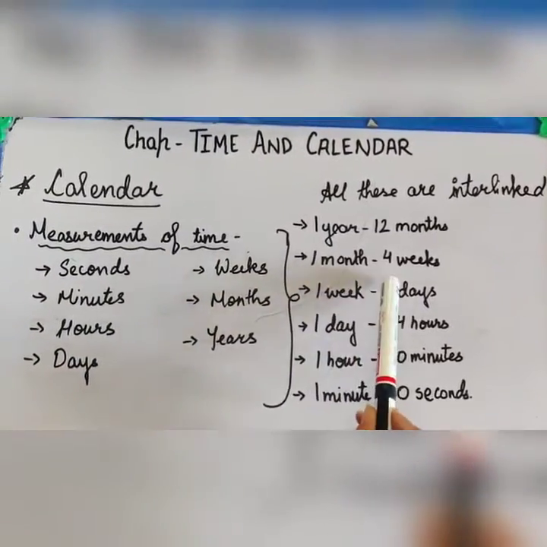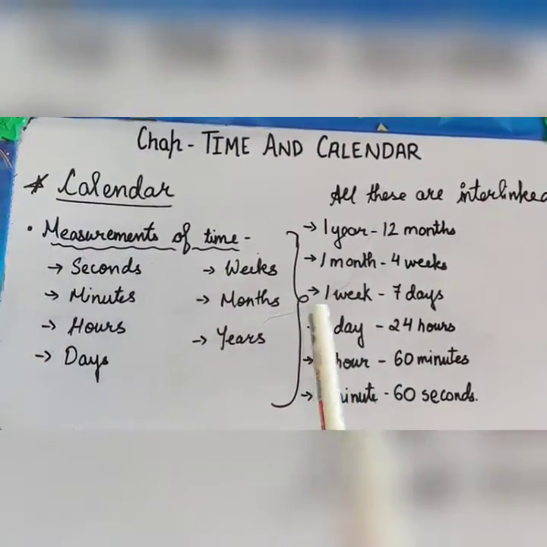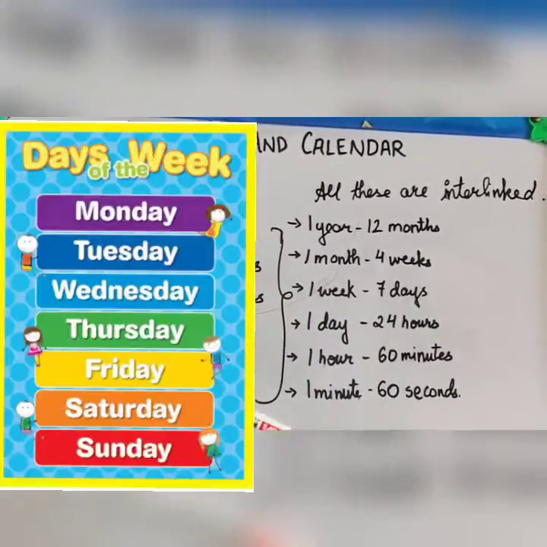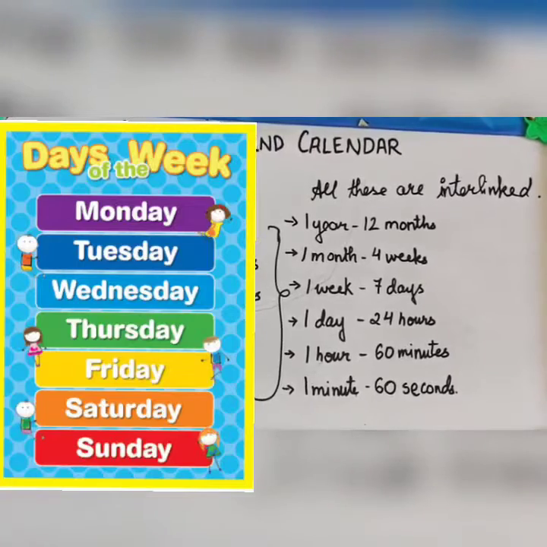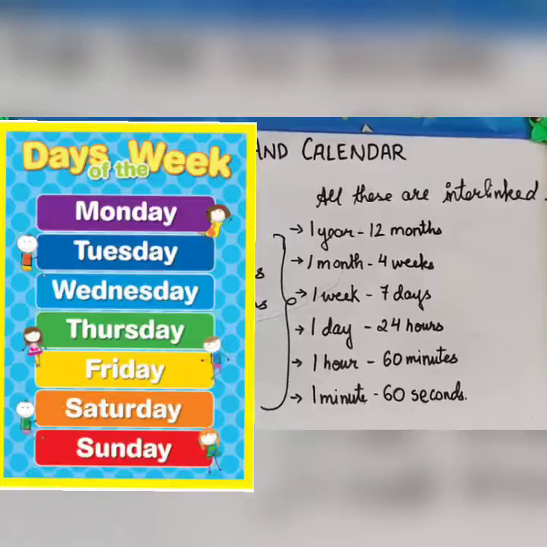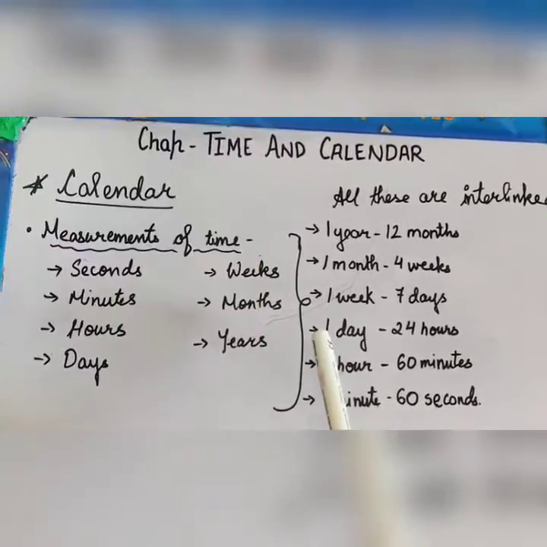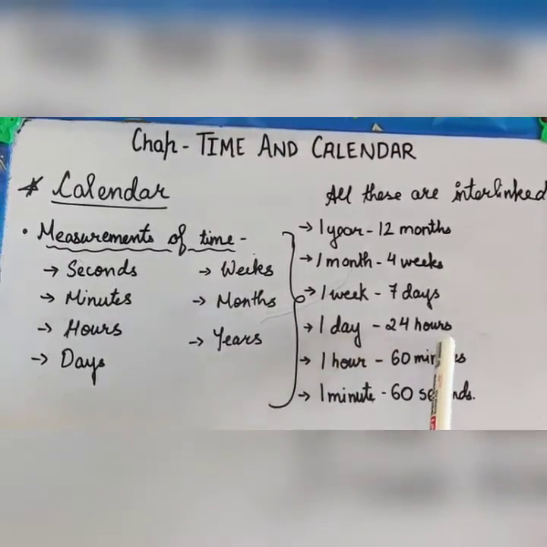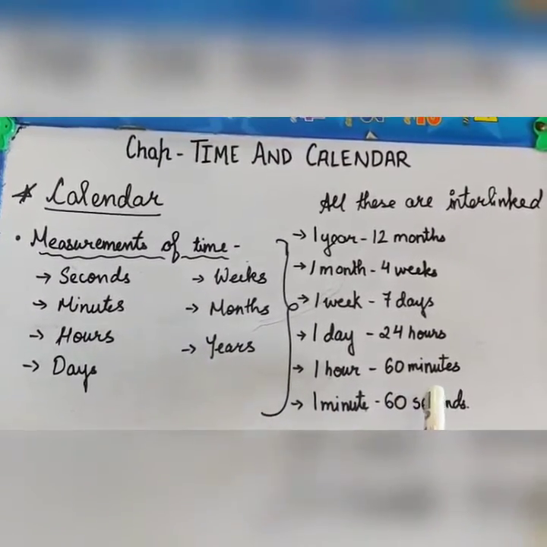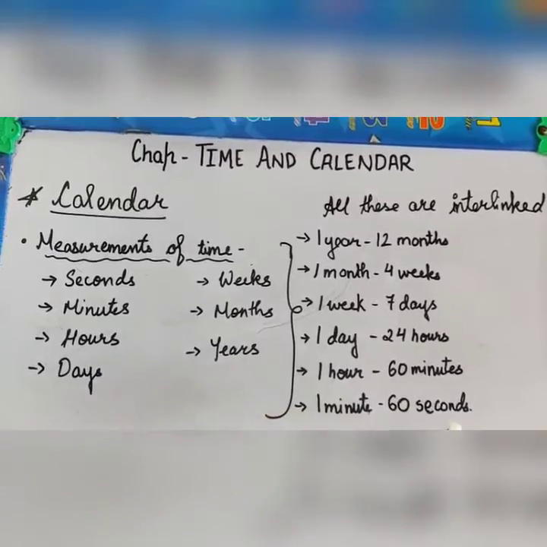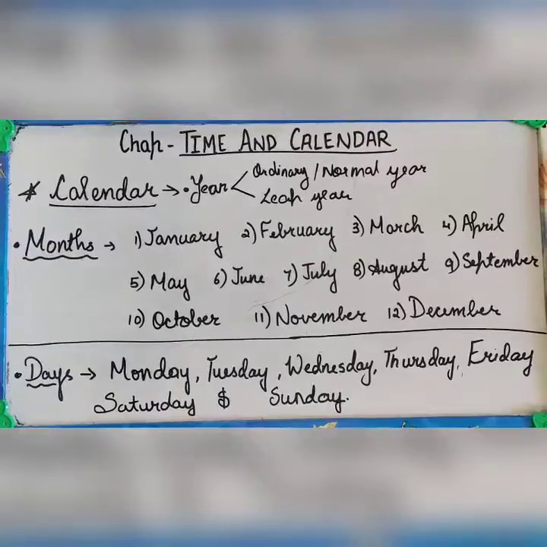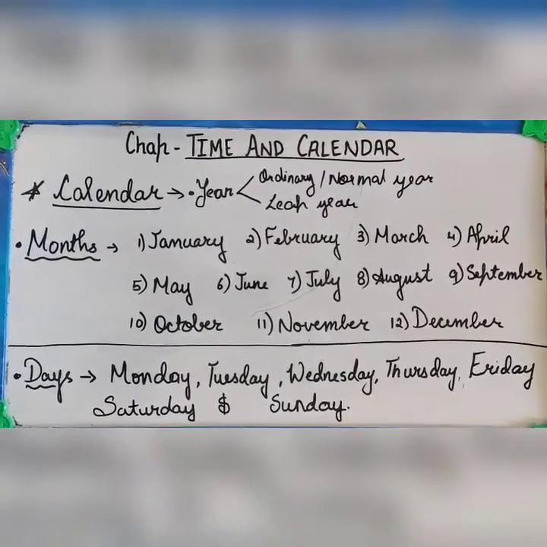And in 1 month there are 4 weeks. In 1 week there are 7 days. The 7 days are Monday, Tuesday, Wednesday, Thursday, Friday, Saturday and Sunday. These are the 7 days in a week. In 1 day there are 24 hours. And in 1 hour there are 60 minutes. And in 1 minute there are 60 seconds. So all these are interlinked. So this was all about calendar.